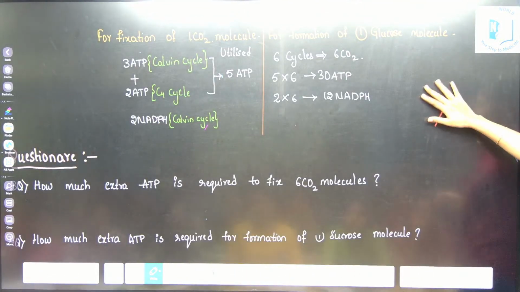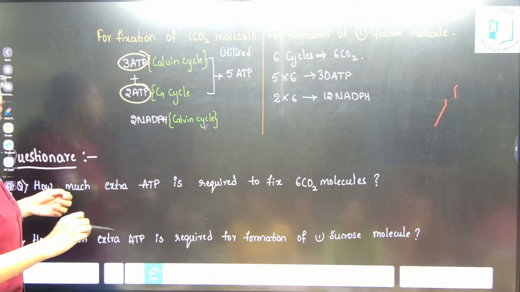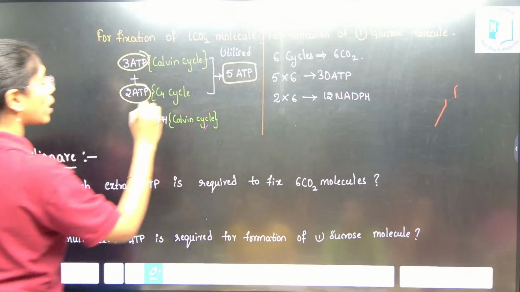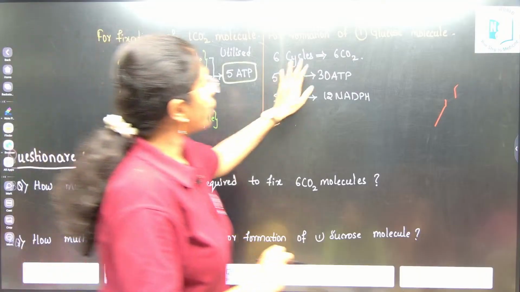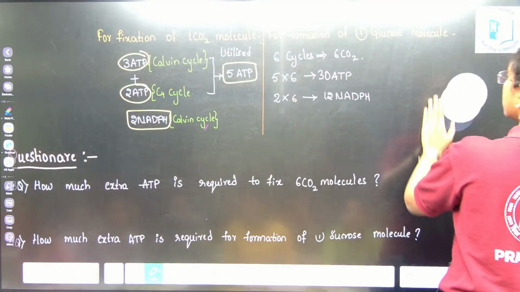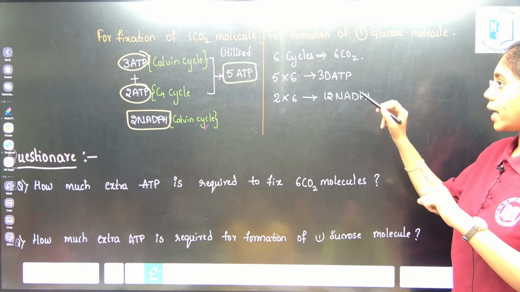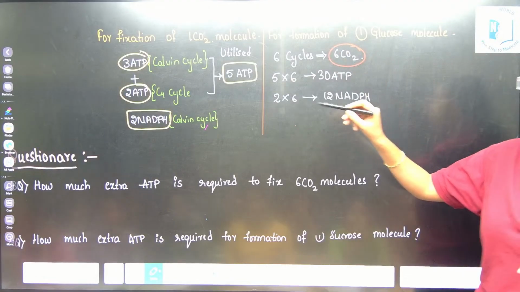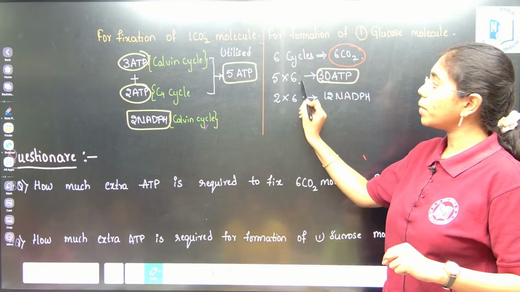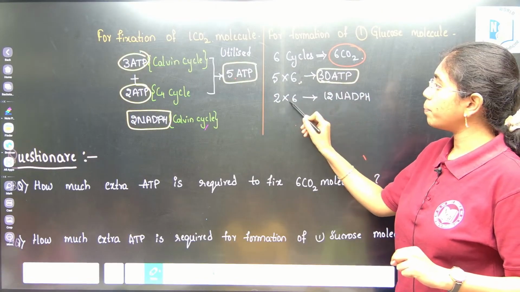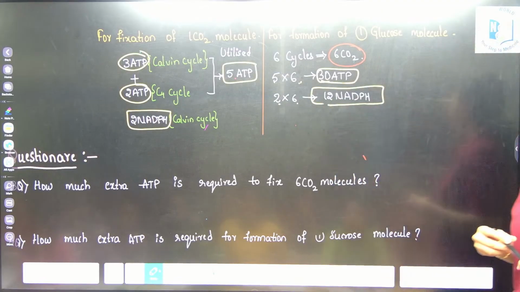Now you see the energetics. 3 ATP of Calvin cycle plus 2 ATP of C4 cycle in the regeneration. Total 5 ATP for 1 carbon dioxide fixation in C4 cycle plus 2 NADPH. For formation of 1 glucose molecule, how many cycles need to be done? 6 cycles, 6 carbon dioxide molecules are required. Okay, 5 into 6. How many total? 30 ATP. 5 ATP into 6 cycles, right? Total 30 ATP. 2 into 6. How many? 12 NADPH. Clear?